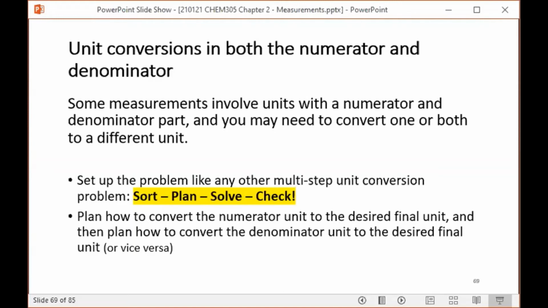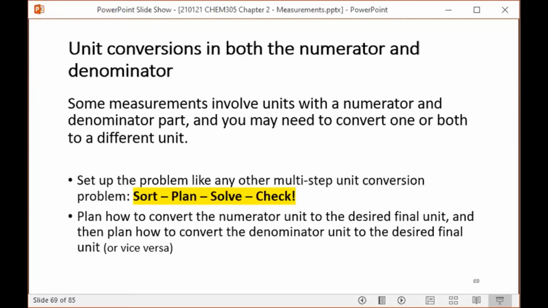You sort your information into what you're given and what you want to find. You come up with a plan, you solve, and then you check your units, check your sig figs. Does the number make sense? Were you expecting it to be larger or smaller? And does that agree with what you calculated?